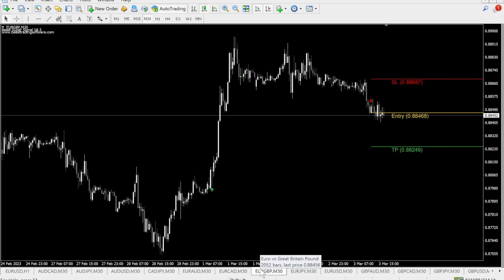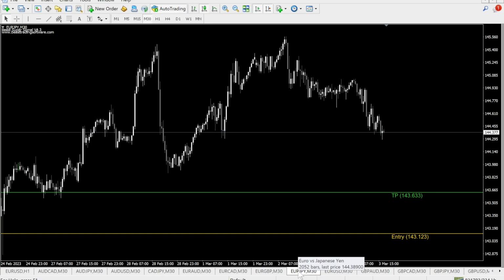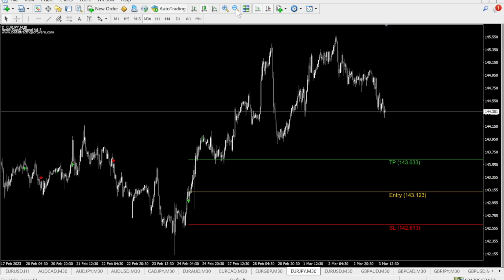Moving on to the euro pound. Looking here, we have a signal from this morning still in play, and then looking back into earlier this week, we had a very good buy signal. This was just fantastic. Wow, this is the kind of signal that I like to see. And then moving on to the euro yen, again, nothing going on this week.